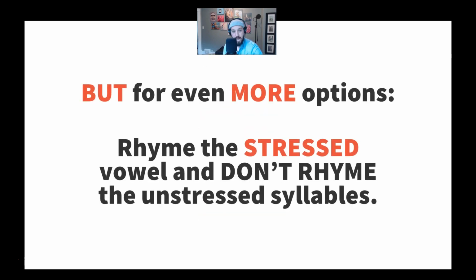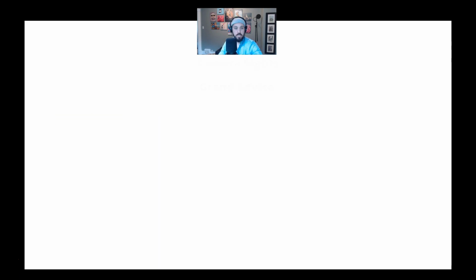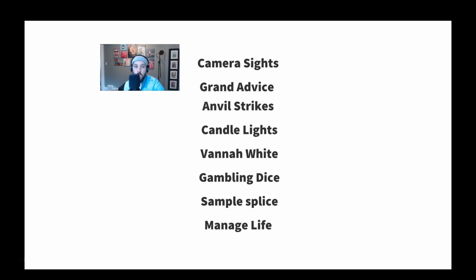On top of that, this is super important to understand: you rhyme the stressed vowel, but you don't have to rhyme the unstressed vowel. In the middle of Antichrist, there's a little unstressed syllable, and you don't have to rhyme that at all. It doesn't even have to have that E sound to it, okay? So let's see some examples here. You've got camera sites. It's not Camry sites, it's camera sites. But Antichrist and camera sites still works.